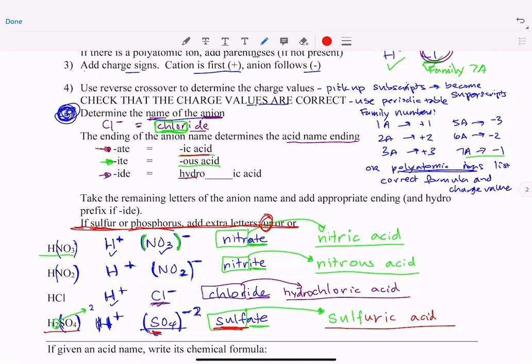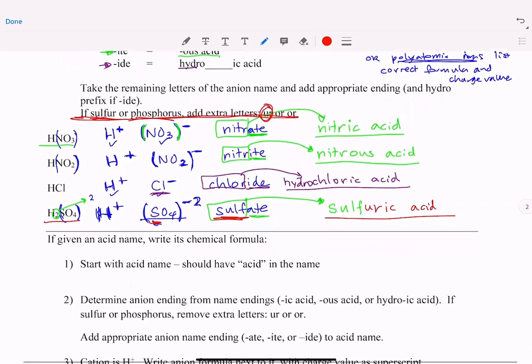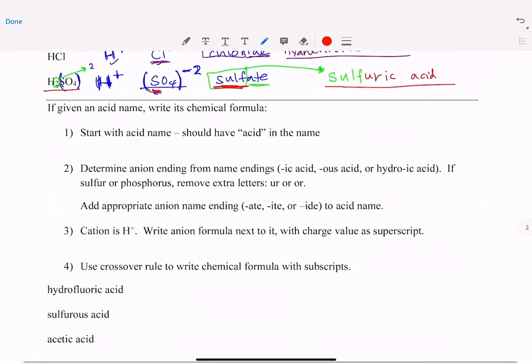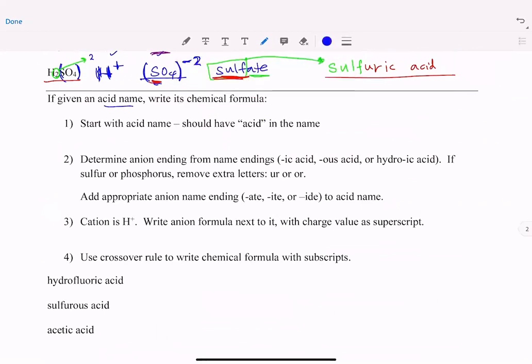Okay, you guys feel like you can do this? Yes, okay, good. So let's take this the other direction. If you're given the name of an acid, you can write its chemical formula. So this is kind of the reverse. When you're given an acid and you know that you have an acid, because it has acid in the name, let's take, for example, hydroiodic acid.